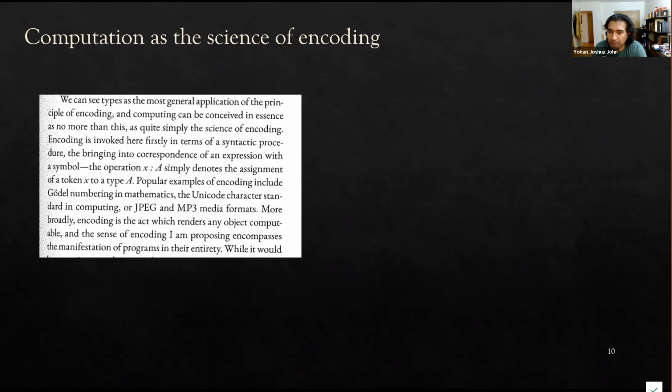So the examples that he provides, just metaphors I guess, are encodings of data, like JPEGs or MP3s. And I think the idea here is that data is not just a bunch of ones and zeros. The file extension constrains what you can do with the file. So putting something in a particular encoding is a way of it entering into the space where it can then be used for computing. The format in which you put something is the key first act in bringing something into the computational world. Encoding is the act which renders any object computable. And the sense of encoding I am proposing encompasses the manifestation of programs in their entirety.